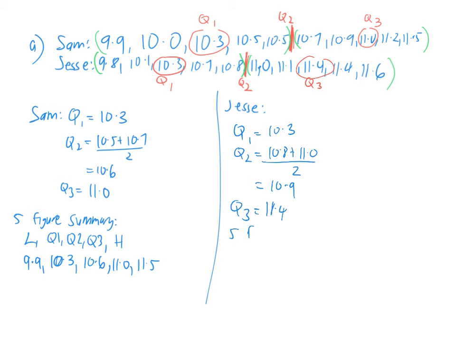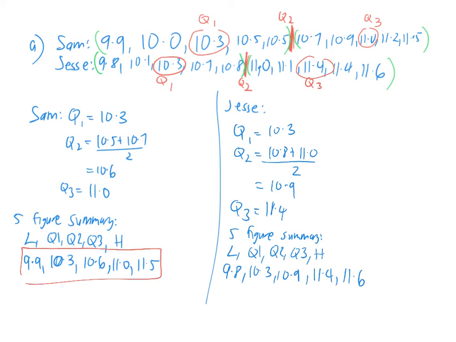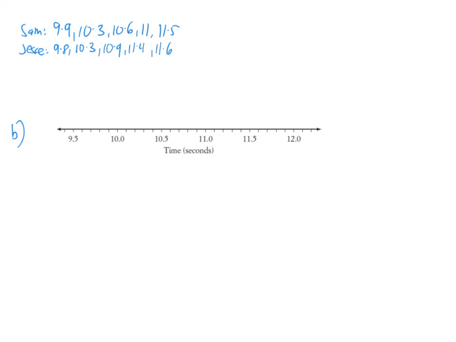Now, five-figure summary. Remember, lowest, Q1, Q2, Q3, highest. Lowest is 9.8, Q1 10.3, Q2 10.9, Q3 11.4, and highest 11.6. Okay, so these are my two five-figure summaries.